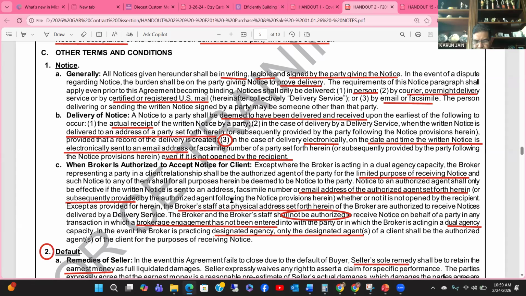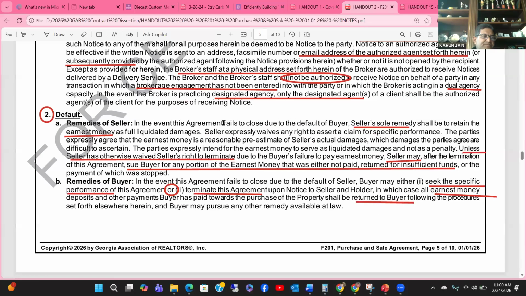Now, if you are working with your public person as a client, meaning they have signed a brokerage agreement, you can get notice, your broker can get notice, or staff at your office can receive notice. The only time you can't is if it is a dual agency situation or a designated agency situation. Then it has to go to that party as well, or to the agent. All that's spelled out there.